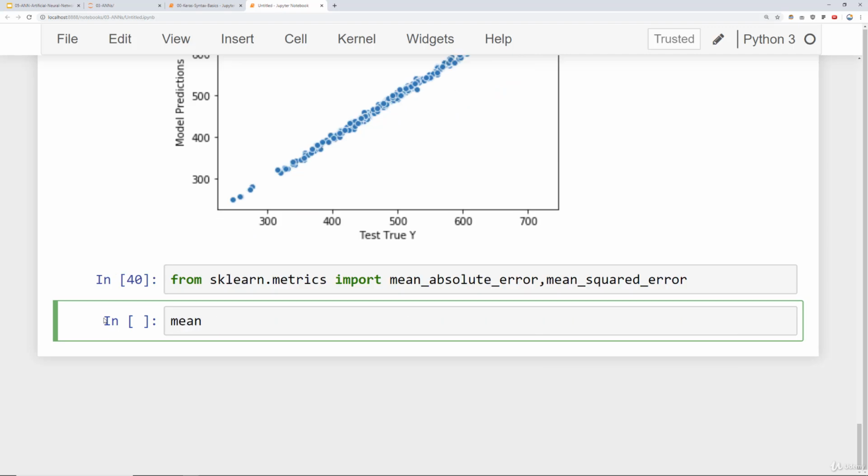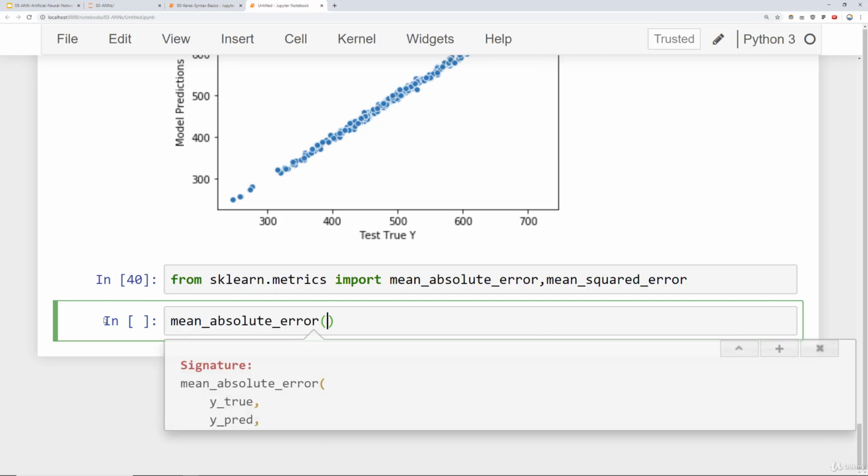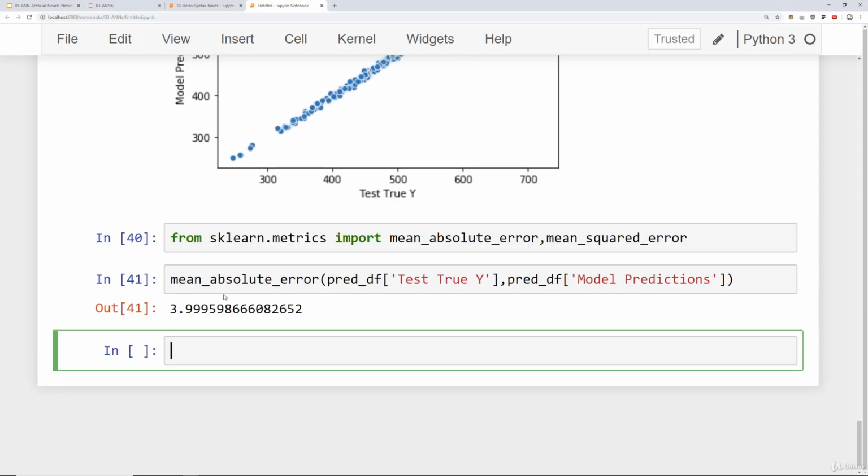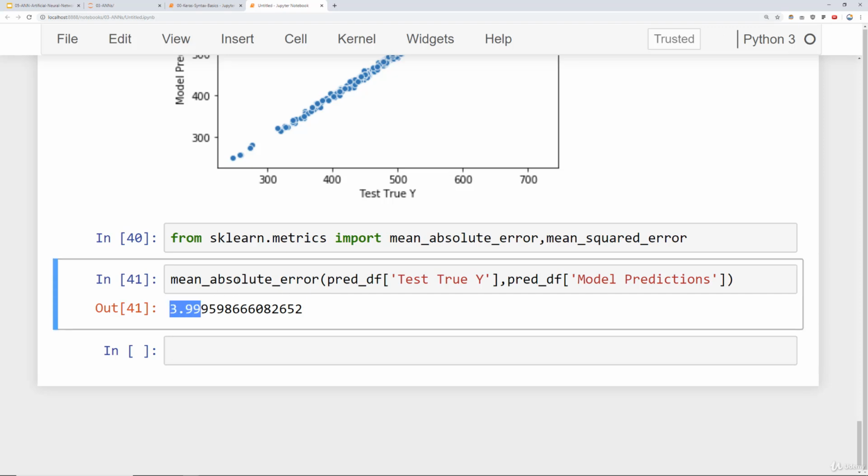And if I want my mean absolute error, then I just need to compare my y true to my y predicted. And luckily I've already organized that for myself in this data frame, where I have my test true y, and I also have my model predictions. So I run that, and I get a mean absolute error of about 4, which is something you should be getting. You should be getting somewhere around 4 for a mean absolute error. So this means, on average, I'm about $4 off from my price point.